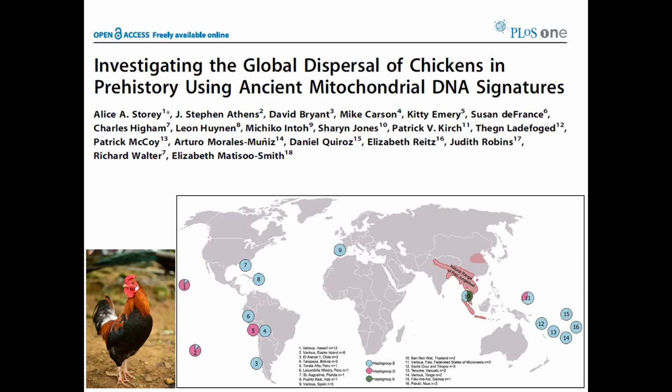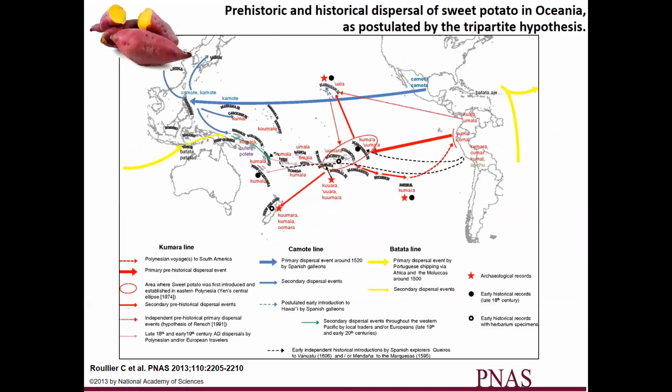And the chicken bone and the DNA provide very strong evidence suggesting that the Austronesian migration did not stop in Rapa Nui, or Easter Island. They actually arrived in South America, okay? And another remarkable example of this commensal organism is the sweet potato.